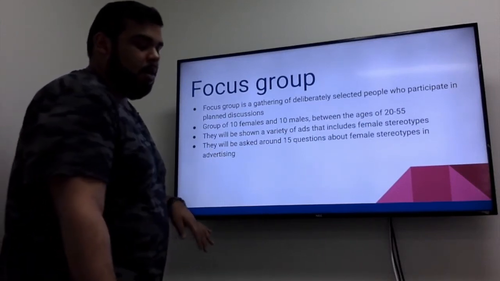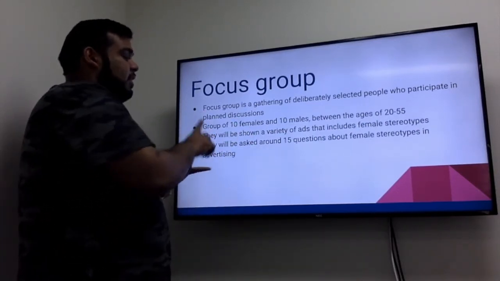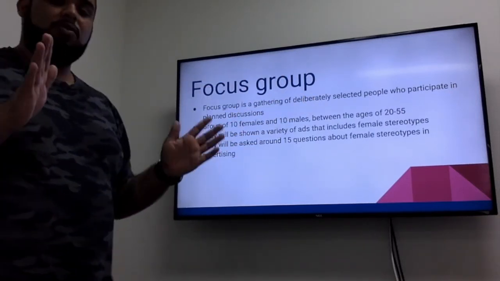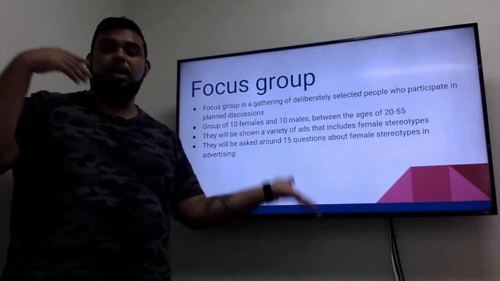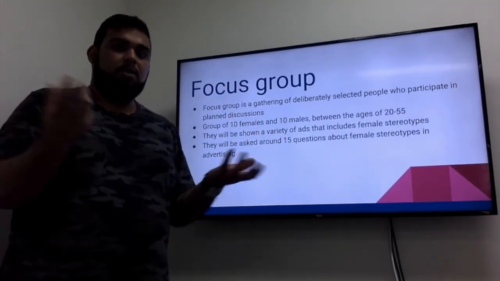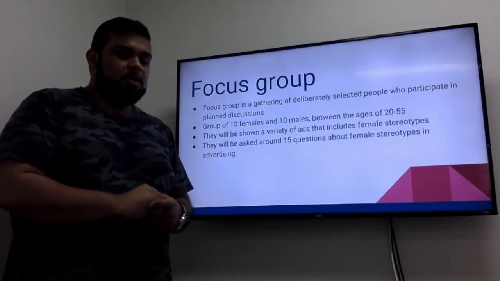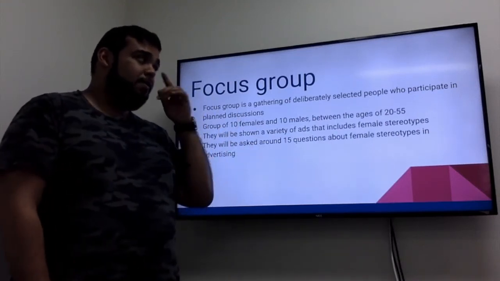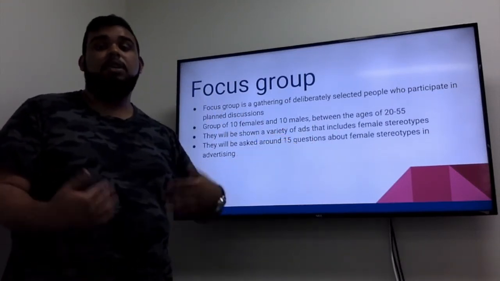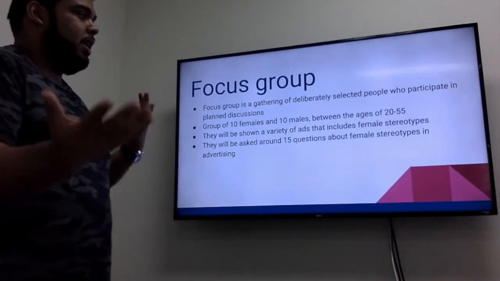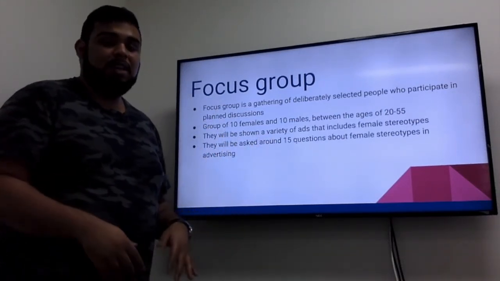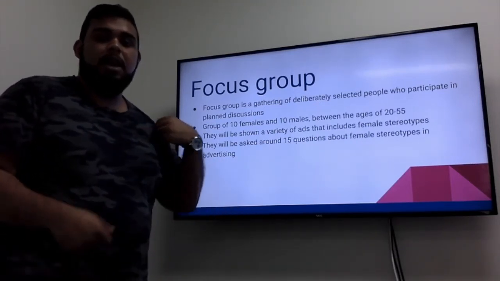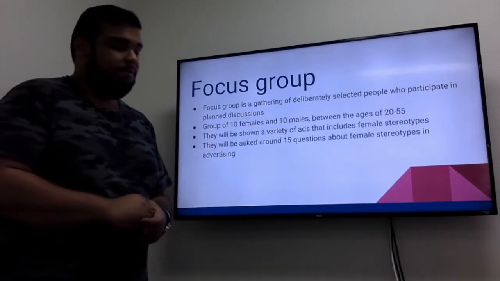So we're going to have people of different ages. We're going to have 10 females, 10 males, all between the ages of 20 to 55. We believe this is a good range to have millennials and other generations involved in this discussion. We're also going to have people of different races, walks of life, lifestyles, people who have different values, religious values as well. So we want to get as many different kinds of opinions as we can, just to see how advertising stereotypes may impact and have an effect on them as individuals.